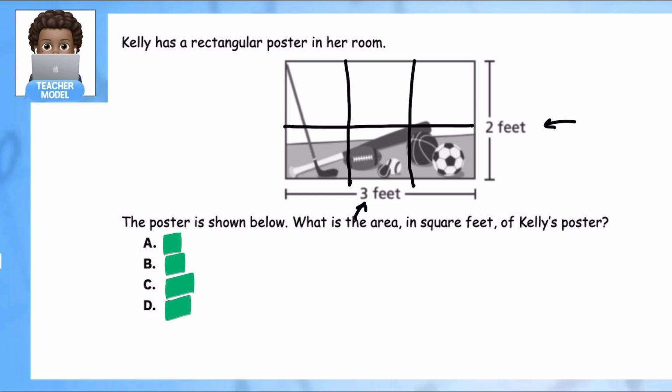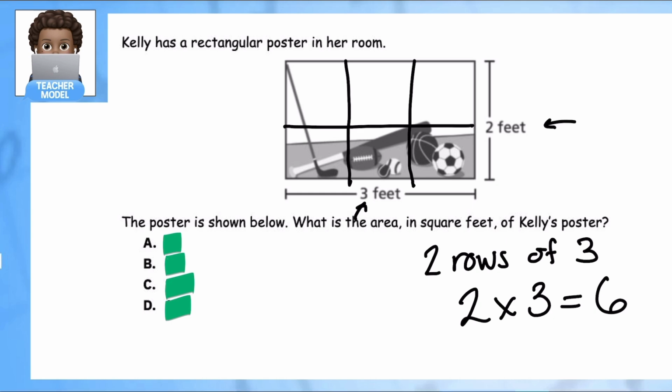That really helps me. So these dimensions, it could say I have 2 rows of 3, and I could represent that as 2 times 3 to get 6. So let's see which one shows that answer. Nope, 5, that's not correct. There it is. B, that's my area. I have 6 square feet. The other one was 10. Nope, I don't have 10 tiles, and the other one would have been 12 tiles.